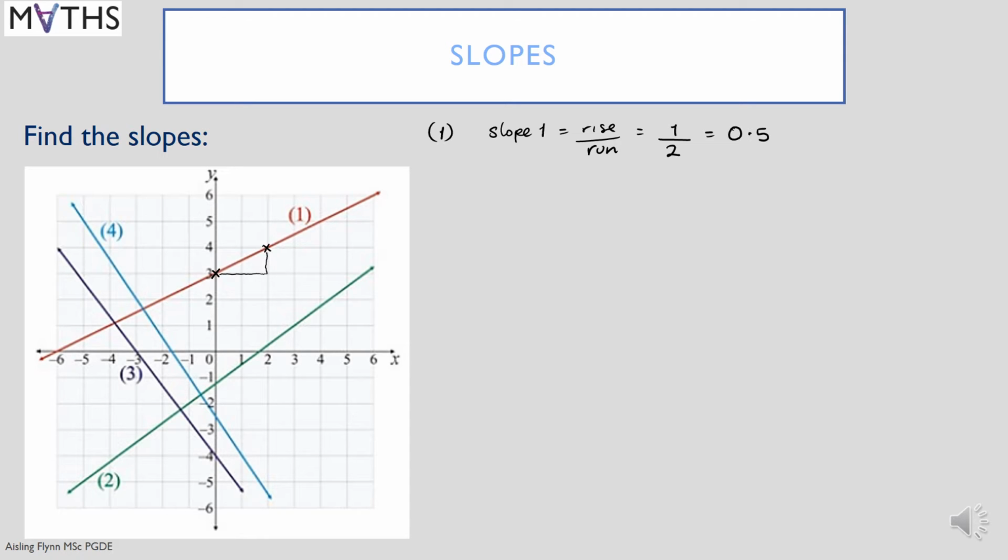And you can see that that red line is rising, but it's rising gently, or not too quickly. Let's compare that now to the green line, line number 2.